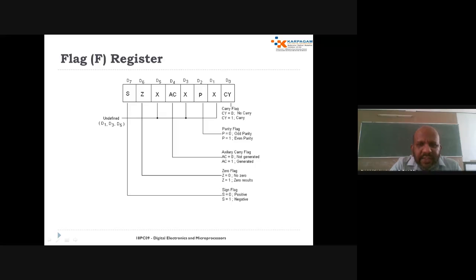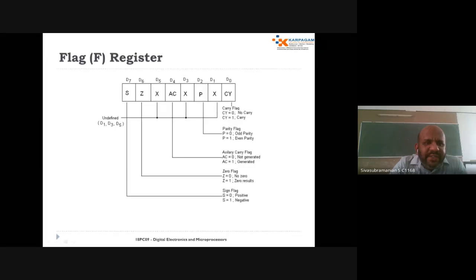Okay. Then is our zero flag. This zero flag depends again on the result of an operation performed in the microprocessor. If the result is 0, then the zero flag will be set, that is, bit D6 will be equal to 1. If the result is a non-zero value, then the zero flag Z, D6, will be equal to 0. Okay.